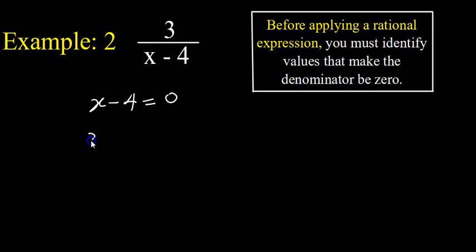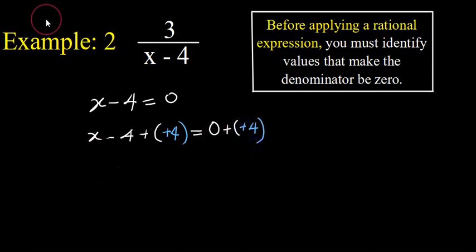So this is going to become x minus 4, and then plus 4, we're adding 4 to both sides, is equal to 0 plus 4. So let's see what we're going to have for x. Therefore this is going to become 0, so x is finally going to become 0 plus 4, which is equal to 4. Therefore x is equal to 4.